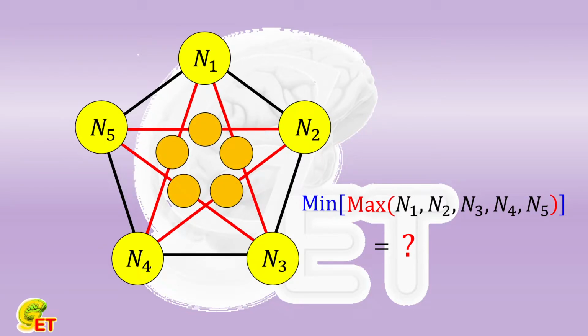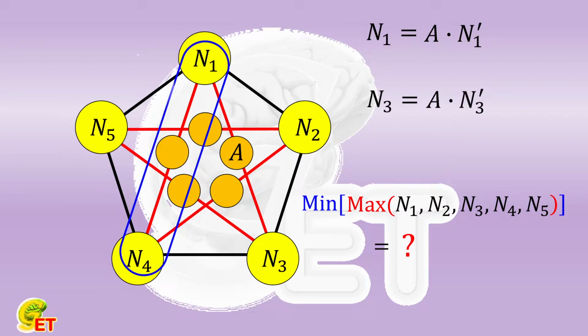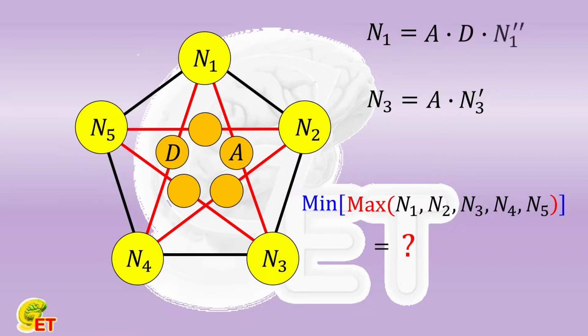For example, n1 and n3 are not coprime. They must at least have a common factor a that is bigger than 1. n1 is equal to a multiplied by a certain natural number. n3 is equal to a multiplied by another natural number. n1 and n4 are not coprime. They must also at least have another common factor d that is bigger than 1. Then n1 is a times d times a certain natural number.